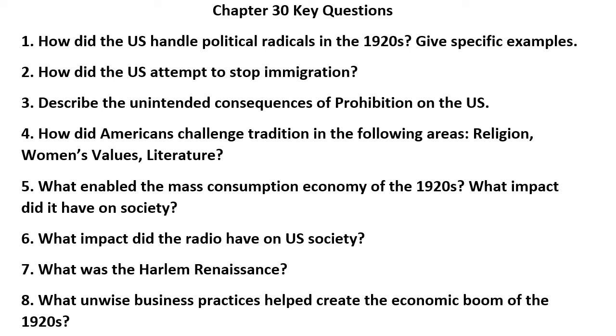Number 5, what enabled the mass consumption economy of the 1920s, and what impact did it have on society? What enabled it was the creation of the assembly line. Henry Ford was able to take his Model T automobile and not only make it to have one coming off the line every few minutes, but he also was able to sell it at a very low price because of mass production. This makes a lot of different products accessible to Americans. It makes a lot of things be able to be mass produced, like refrigerators and radios. And so because of that, America was able to consume things at a larger rate than they were before.